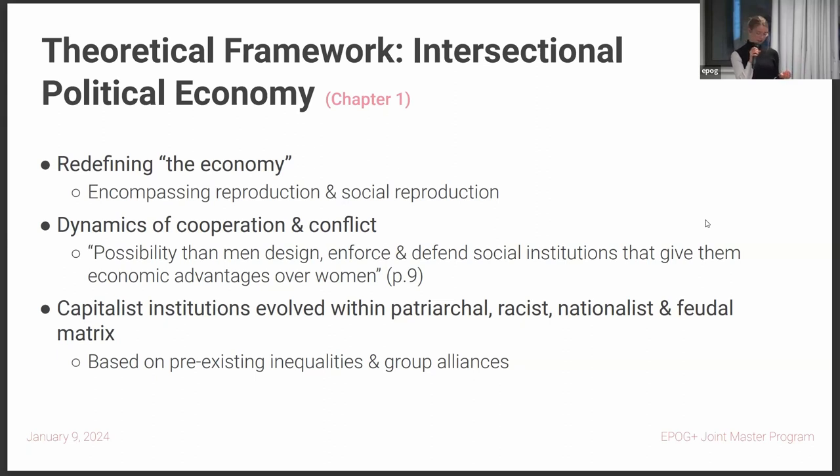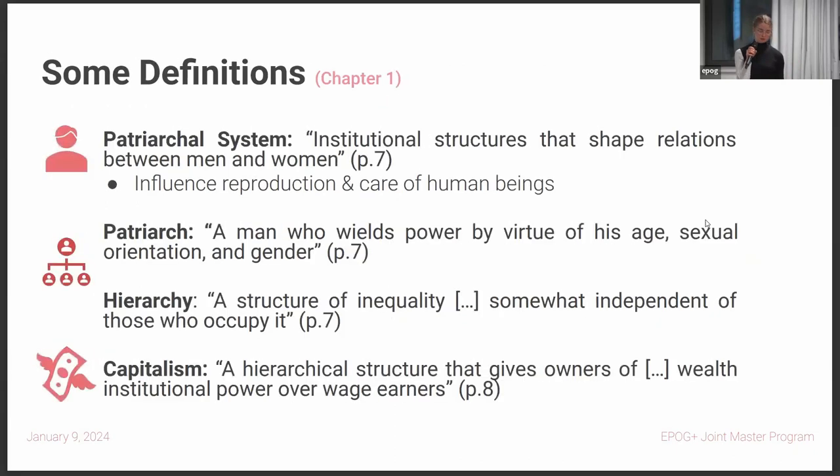So the idea that capitalist institutions originate out of this matrix of patriarchal, racist, nationalist, and feudal overlapping institutions. So capitalism and inequalities are based on pre-existing group alliances and pre-existing overlapping inequalities.